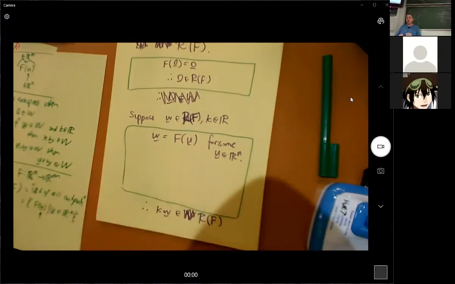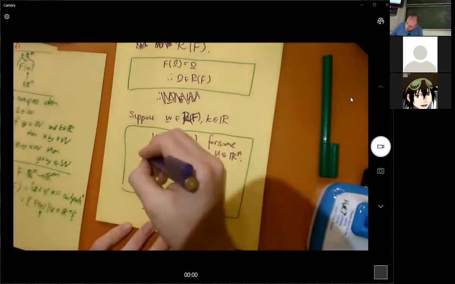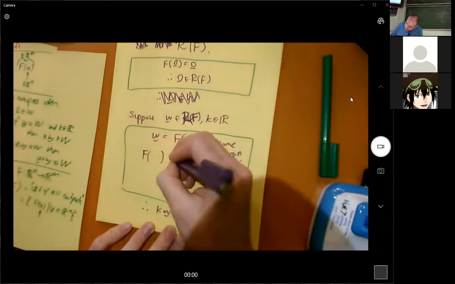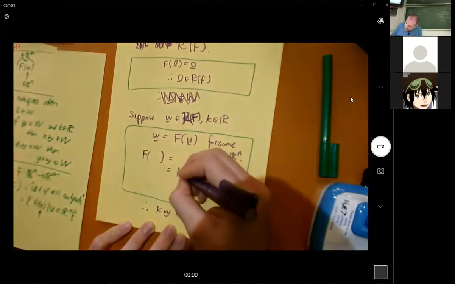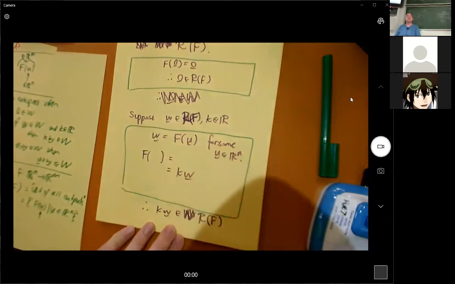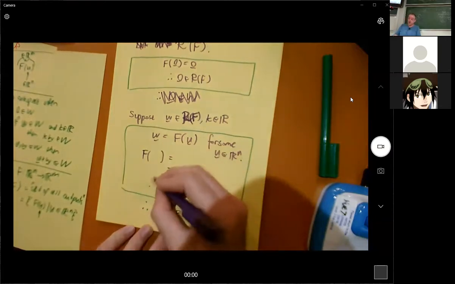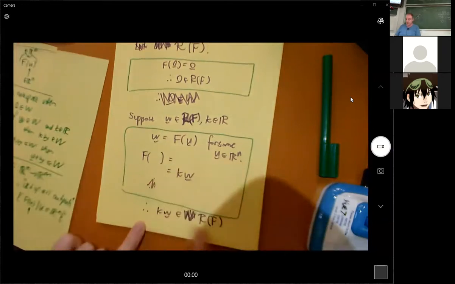And so we want to know whether k times w is in the range as well. So that means that k times w would have to be f of something. So we would like to do f of something, and for it to come out to be k times w. That's what we want, because then we can go, aha, therefore kw is in the range, because it's f of something. So we try and imagine what thing could it be, and so we're going to have to use the rules for what it means to be a linear transformation.